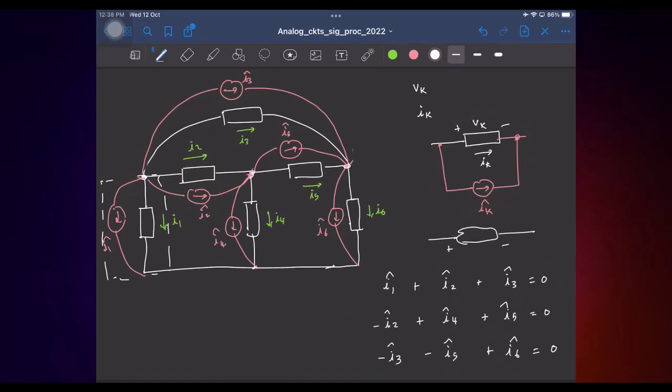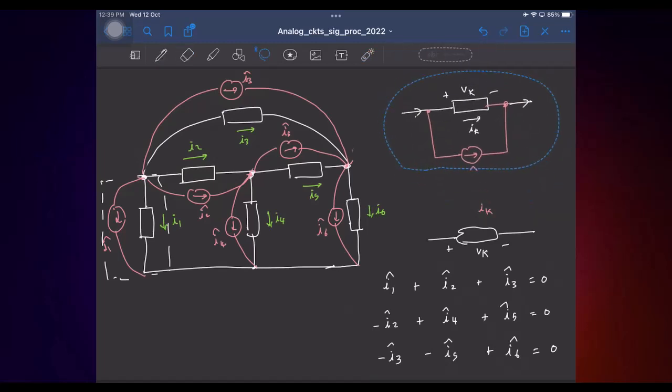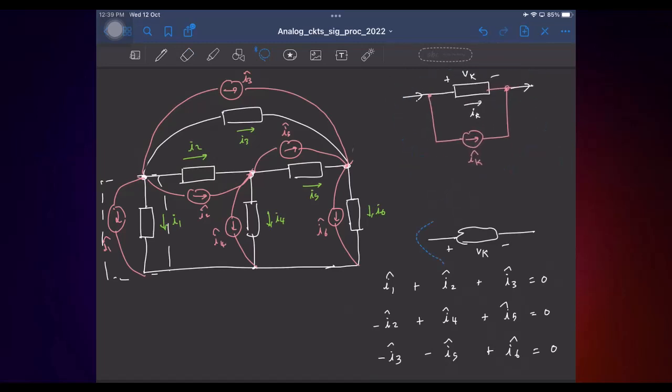So I can replace this entire parallel combination by, say, another element. What will be the voltage? Vk, no change in the voltage. And what will be the current? The current is basically this current, right? I'm replacing this entire portion by this. So what is the current that enters here and leaves here? Ik plus Ik hat.